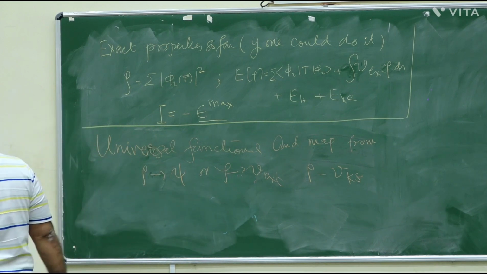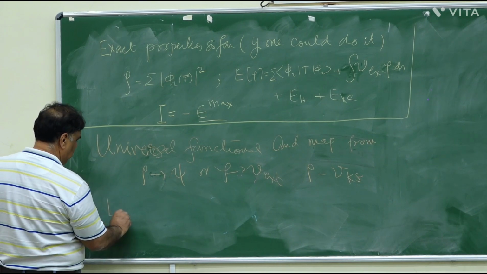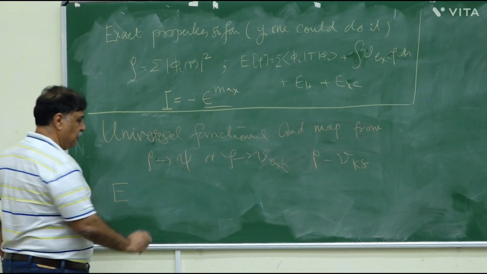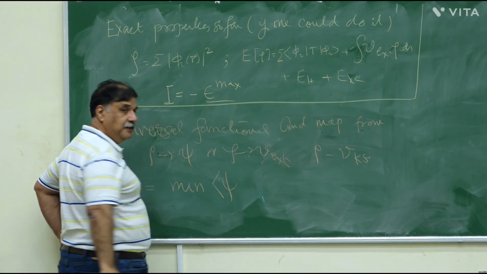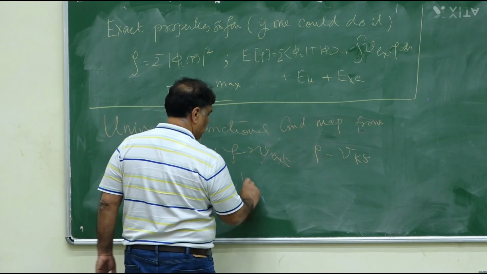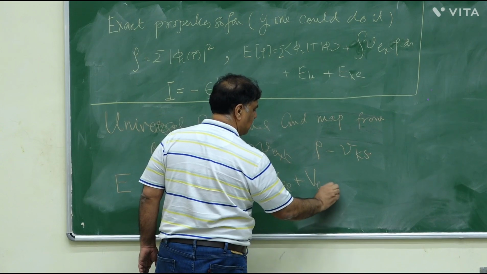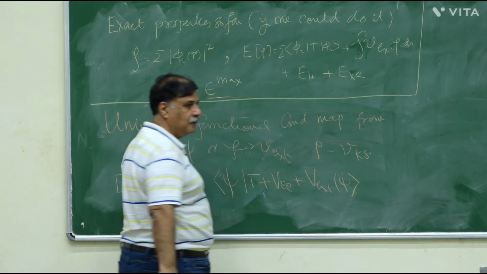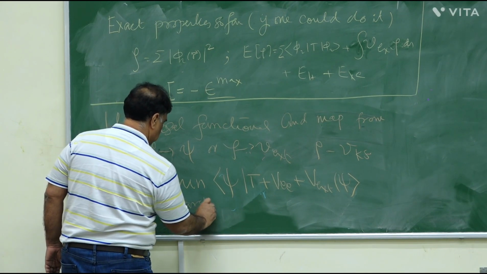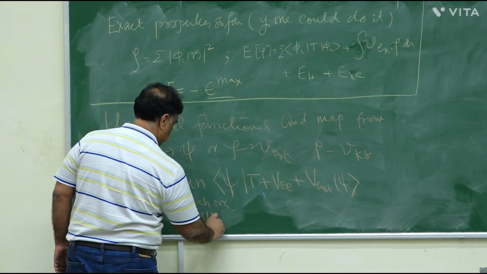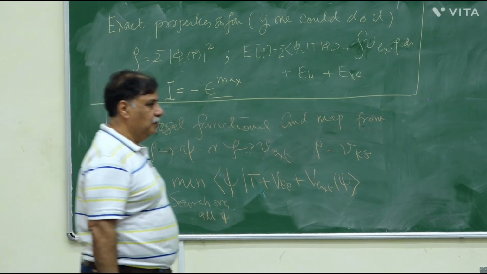Okay? So let's see. Now see, usually what do you say? When I want to calculate the energy, it is equal to the minimum over all psi of psi T plus V_ee plus V external psi. That's a search over all psi. Right, that's the variation principle of the energy.